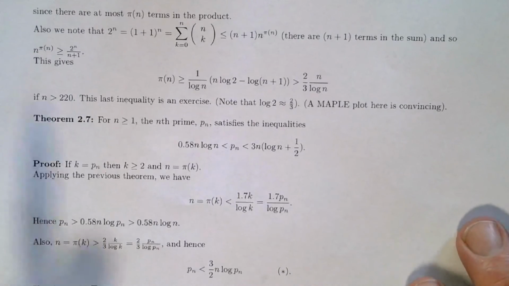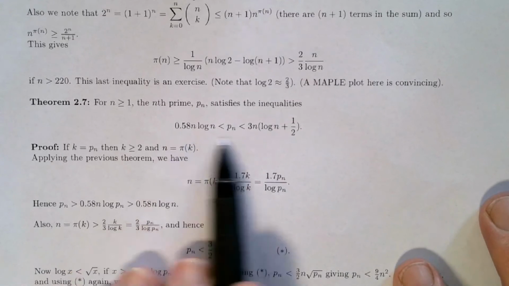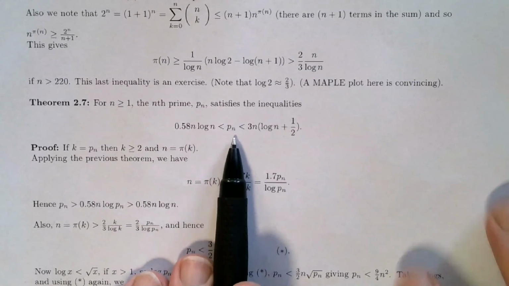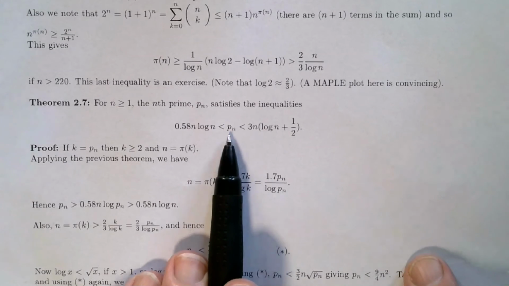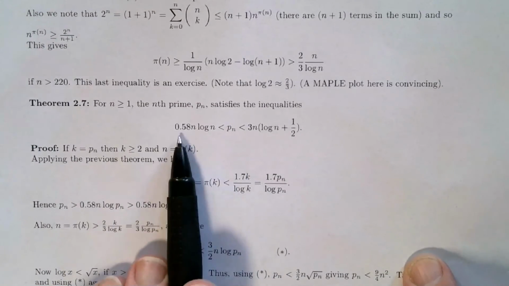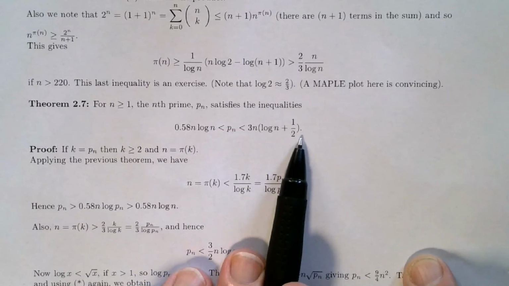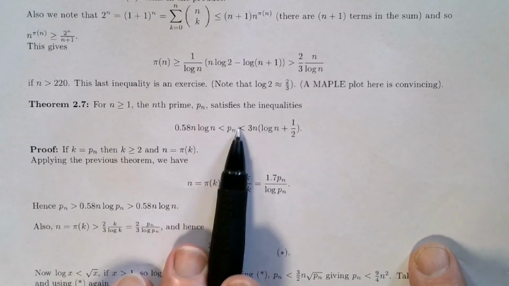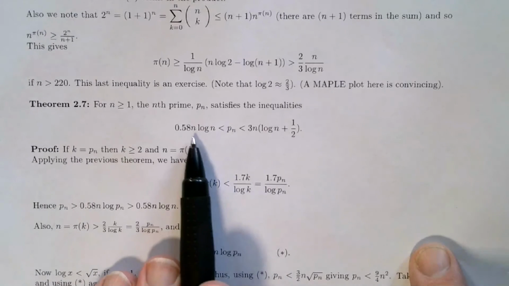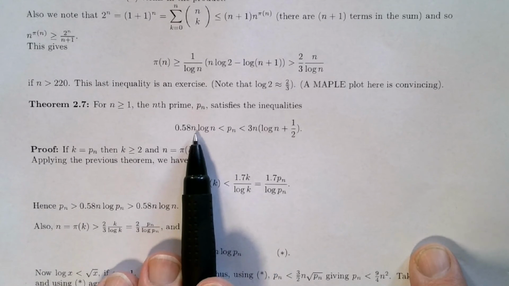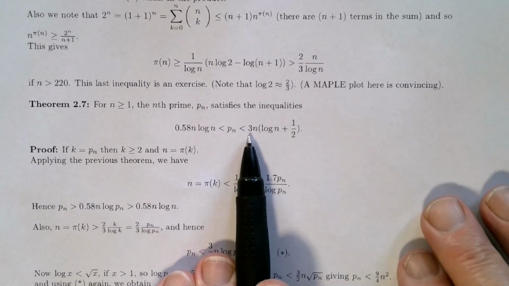Now, I won't go through the technical details of this, but I just want to mention that from this, one can arrive at the following bounds on p of n, which is the nth prime. Using the above result, you can show that the nth prime is bigger than 0.05 n log n and less than 3 n log n plus a half. And again, this is trying to tell us that p of n looks as though asymptotically it's connected with n log n. We get an n log n there multiplied by something and an n log n there multiplied by something bigger.